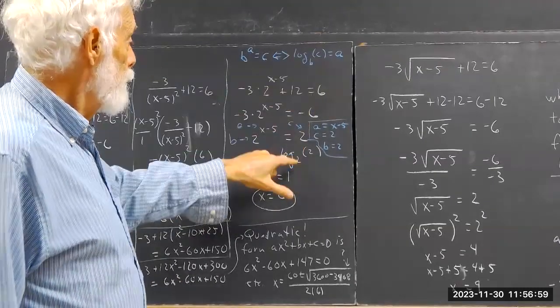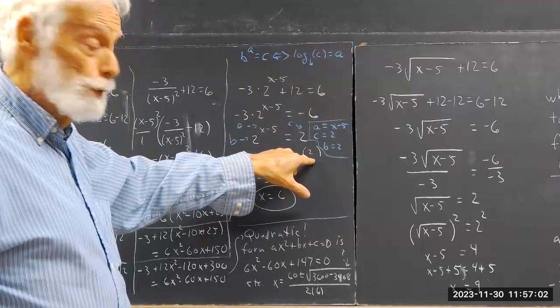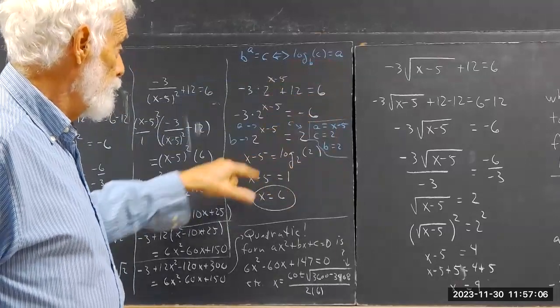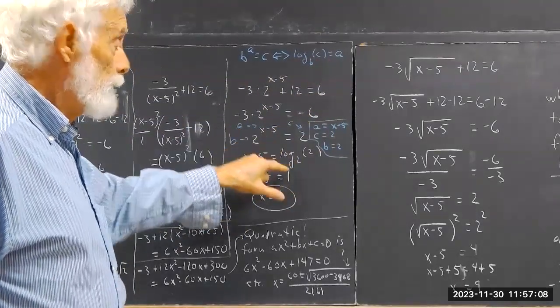And then c is this 2, so we put in 2 here. And that equals a, which is x minus 5. So that's how we get from this form to this form.